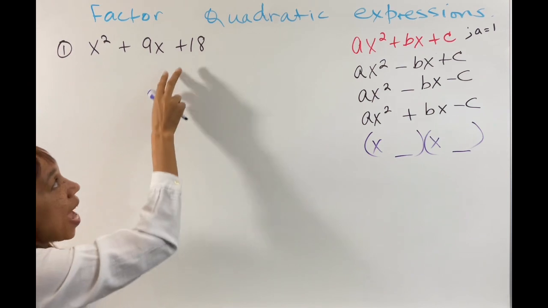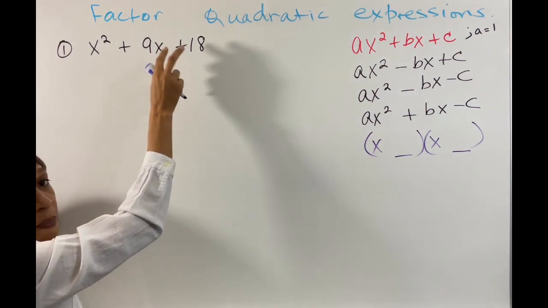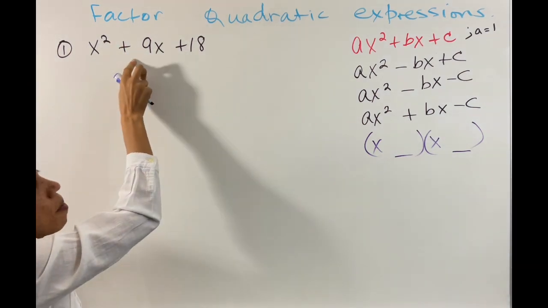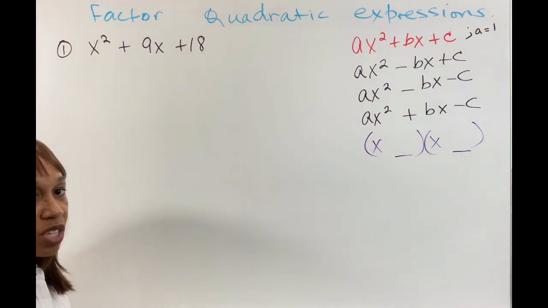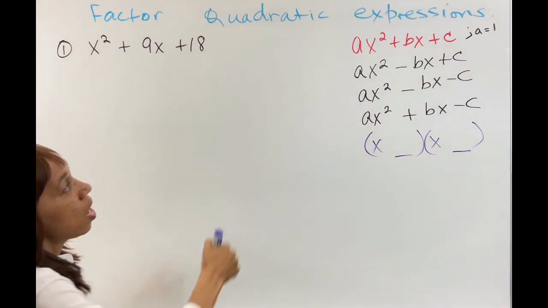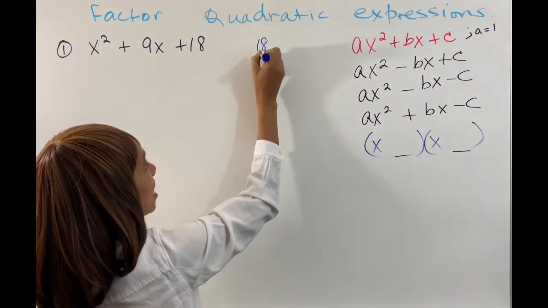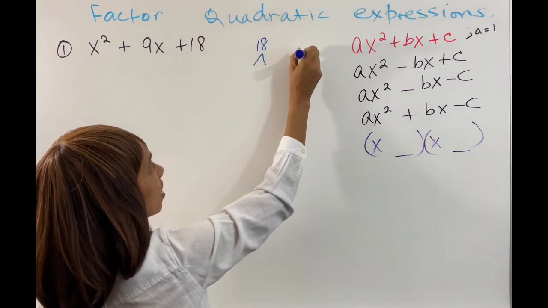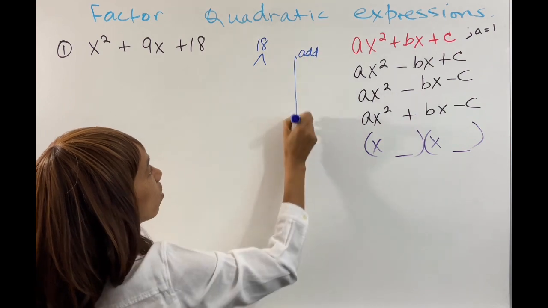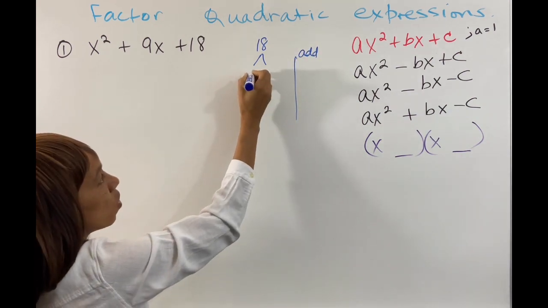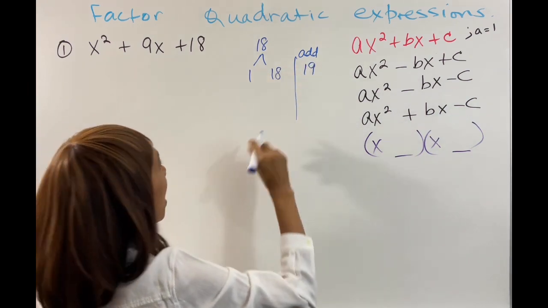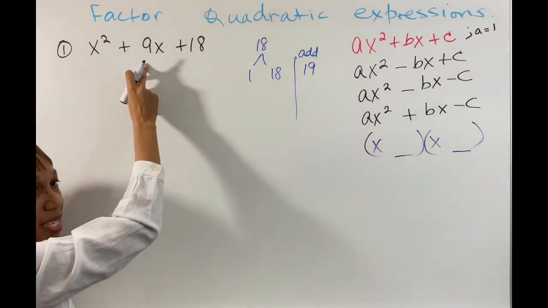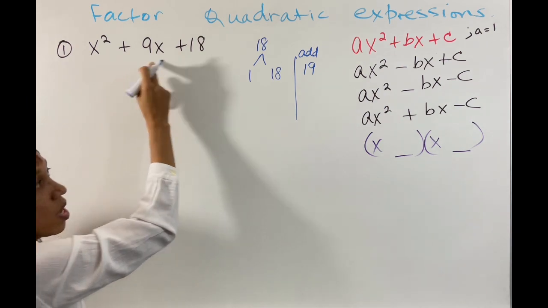Notice here that your last term is a positive number and your middle term is also positive. Hence, your factors are going to be positive. So we have 18, and we're going to find the factors of 18 such that when we add them, it's going to give you that middle term. So we will start off with 1 and 18. When we add that, we will get 19. We're not looking for 19. We are looking for 9 here. So we cannot use that.